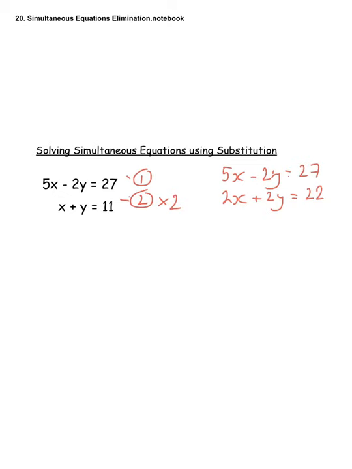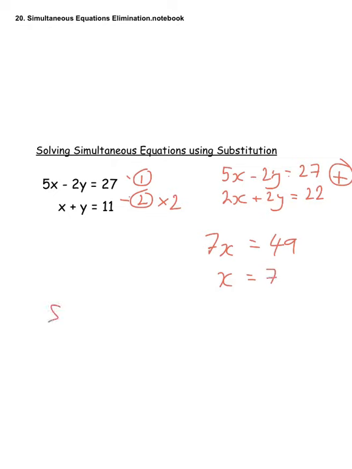And what's different about this is I've got a minus 2y on the top, I've got a plus 2y on the bottom in my two equations, so what I'm going to have to do is add those together to cancel out the y's. Okay, so if I add these two equations together, what I get is 7x is equal to 49. That means if we divide through by 7, we get x is equal to 7.